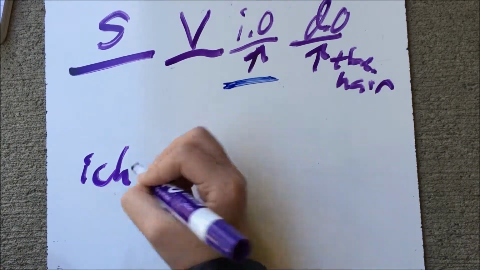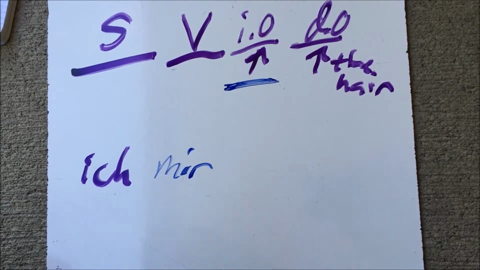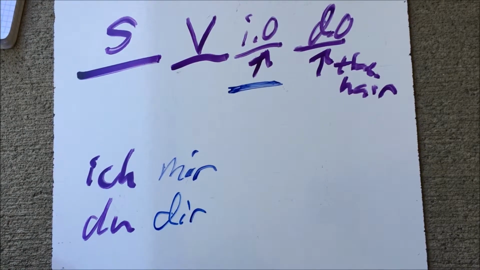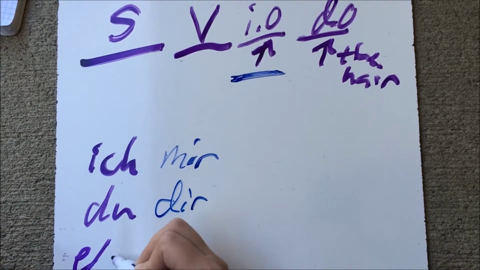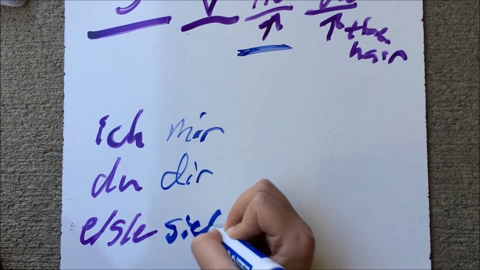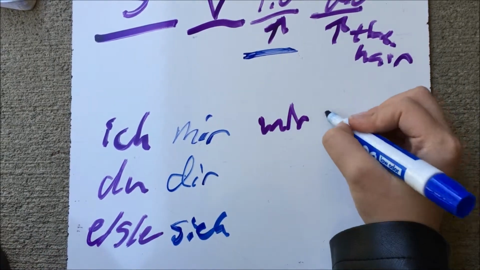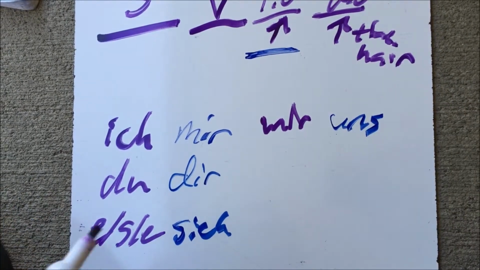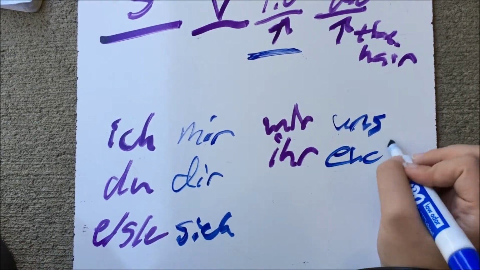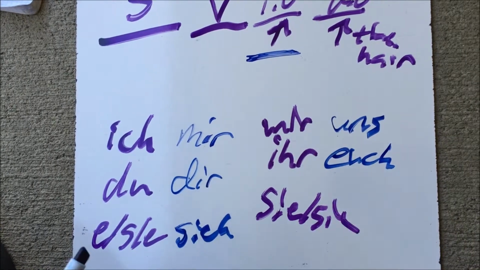So ich is mir, du is dir, er, sie, es is sich, wir is uns, ihr euch, und sie is sich.